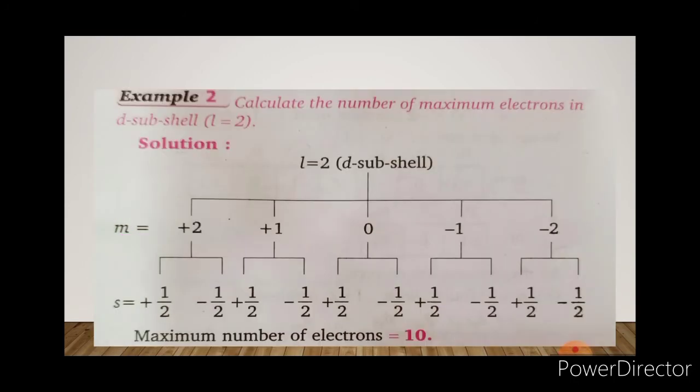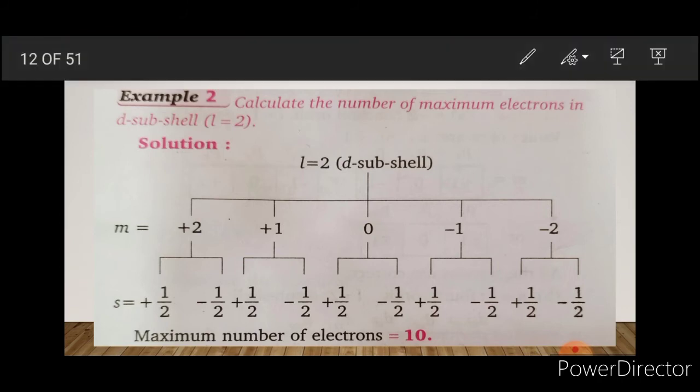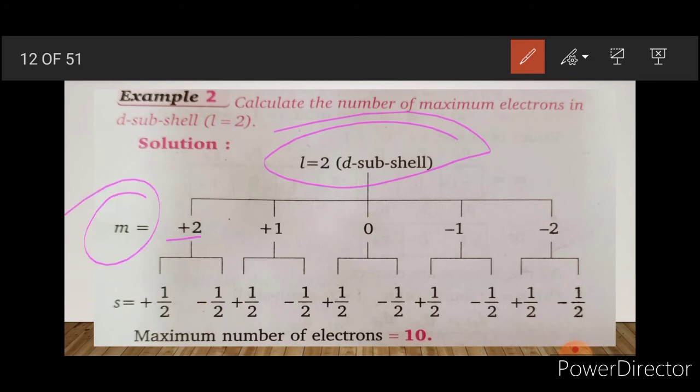Let's do one more question. Calculate the maximum number of electrons in the d subshell. Okay, that was the L shell. Now I am saying d subshell. d subshell means l is equal to 2. For l equal to 2, the value of m will be plus 2, plus 1, 0, minus 1, minus 2. In all, 2 electrons with opposite spin.